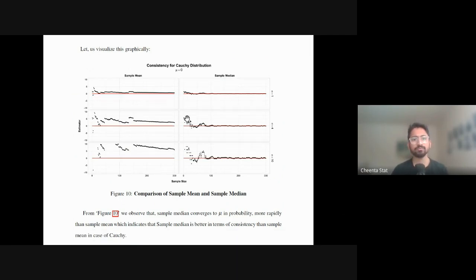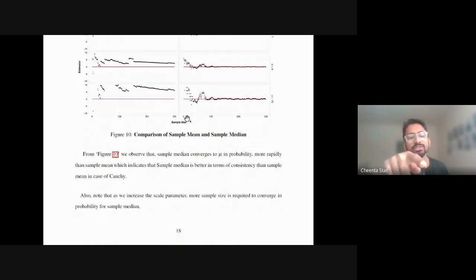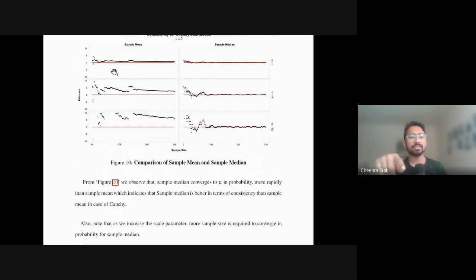Please go ahead. You can see how the sample mean is crooked. The sample mean is badly behaved. That's a really good presentation. Thank you for sharing this.